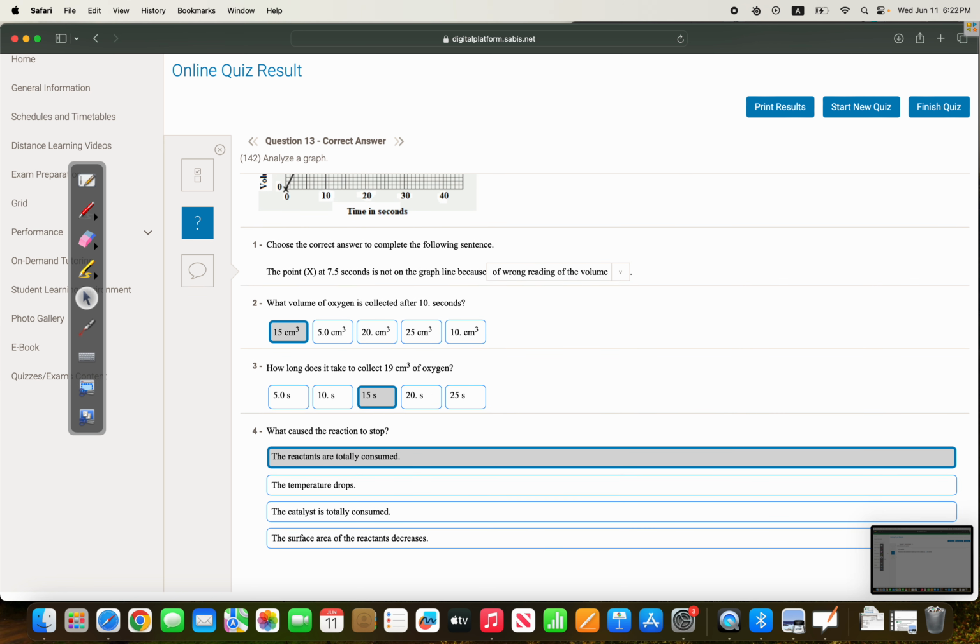What caused the reaction to stop? The reaction stops only when the reactants are totally consumed.